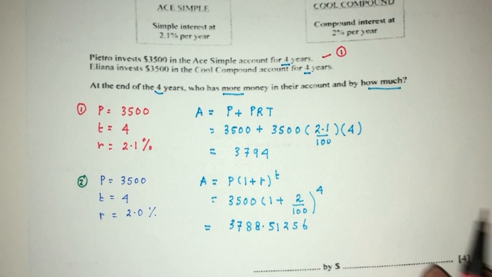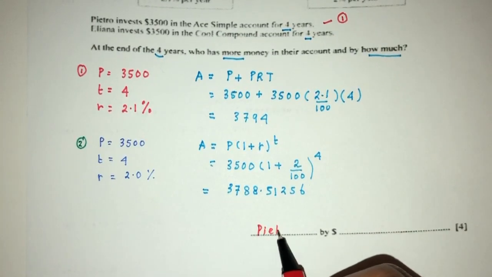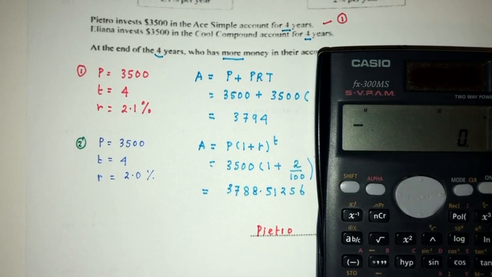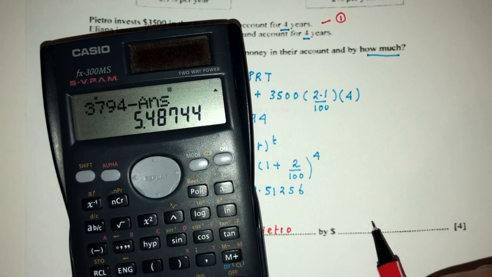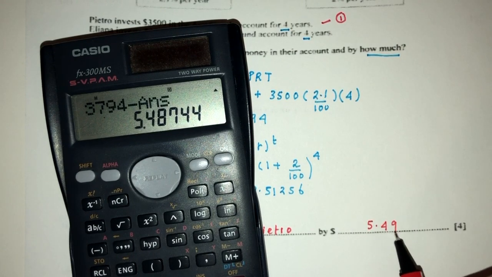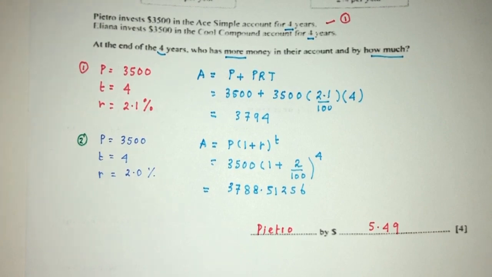Okay, so now we can compare who has more money. By comparison, you can see the first person, which is Pietro, has more money. By how much? We just have to find the difference. So 3794 minus the answer will be 5.49, correct to 3 significant figures or to 2 decimal places. That will be your question number 1.